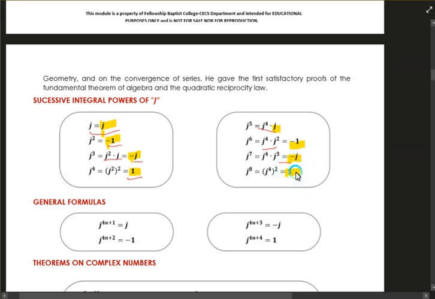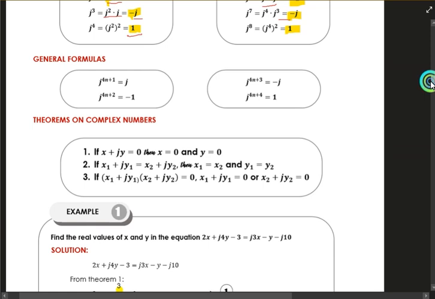So we can then conclude, using this pattern, that we could have a general formula for what happens. So, the general formula: J raised to 4n plus 1 is equal to J. Take note that you just factor out 4 each time, then if your remainder is 1, your answer is J.